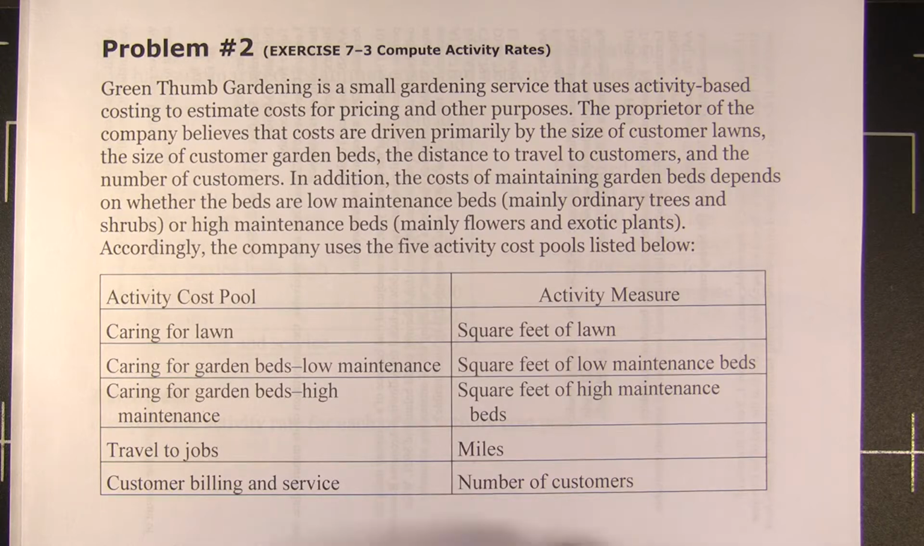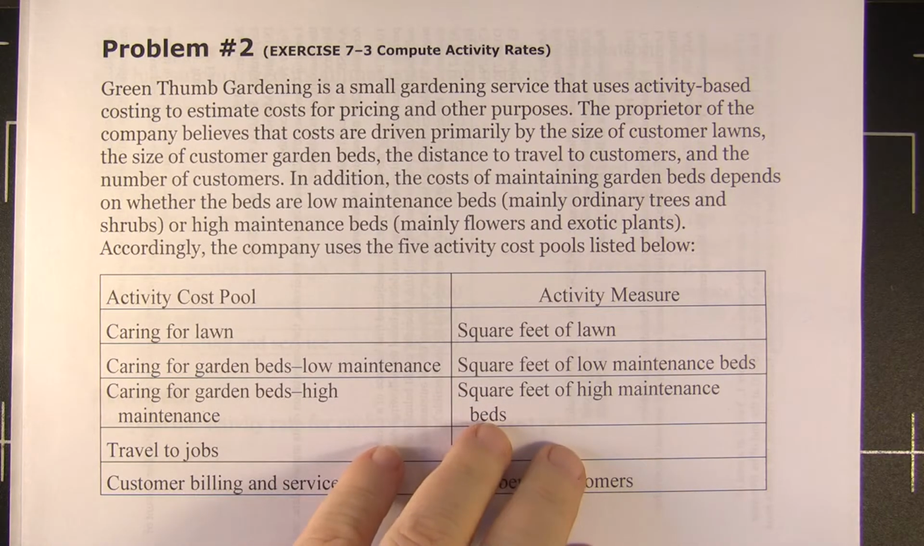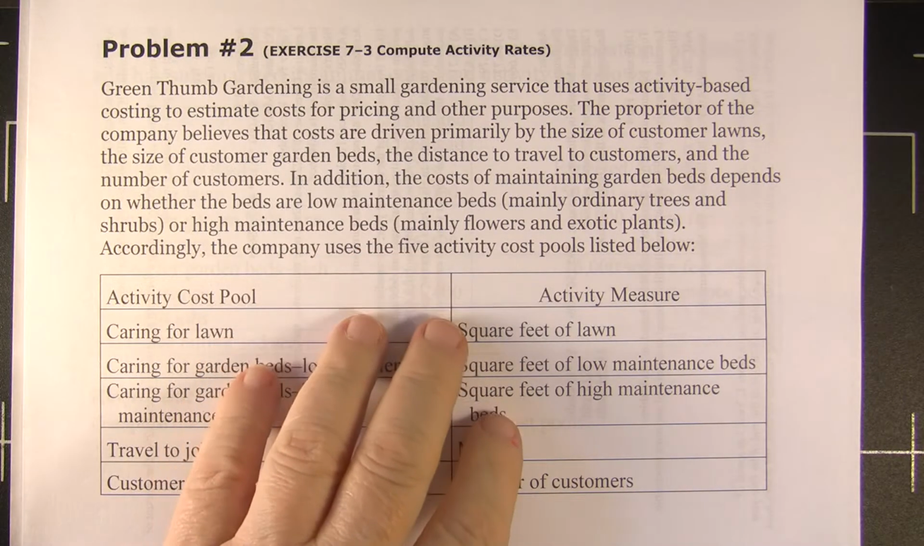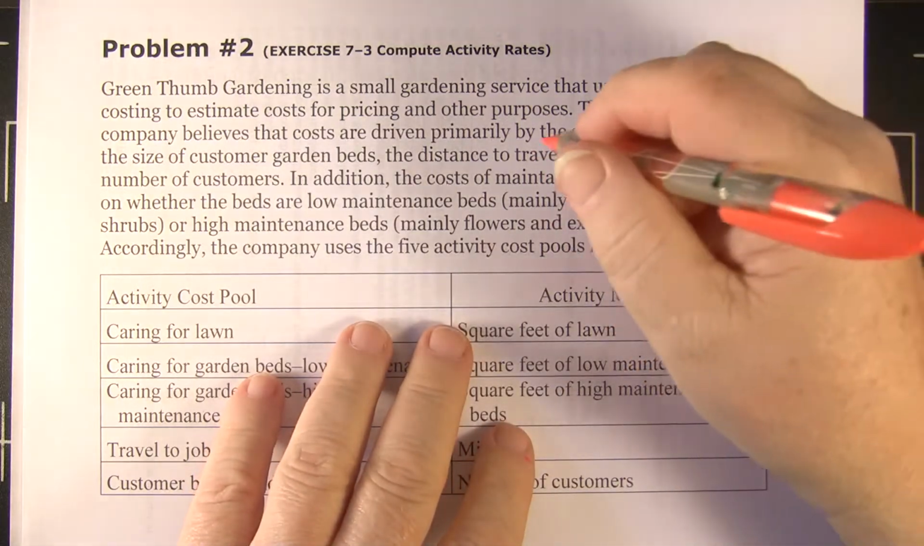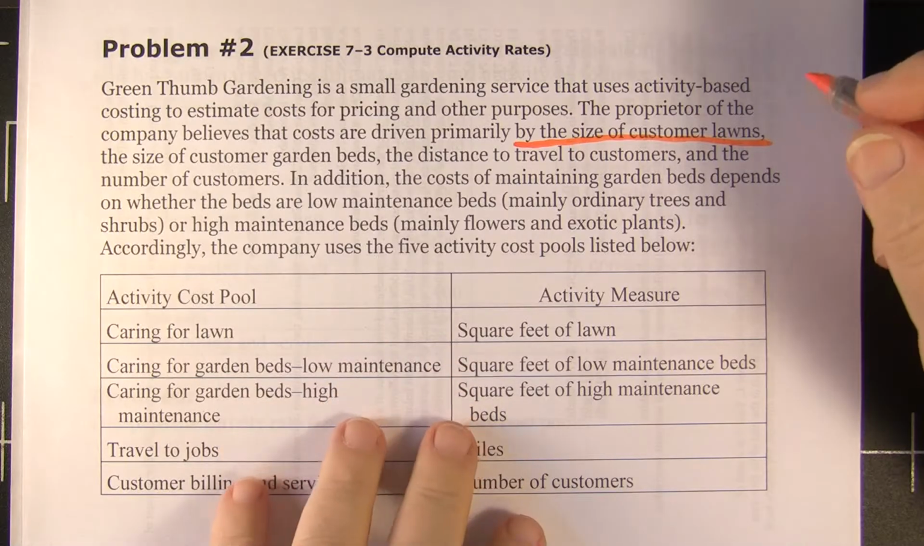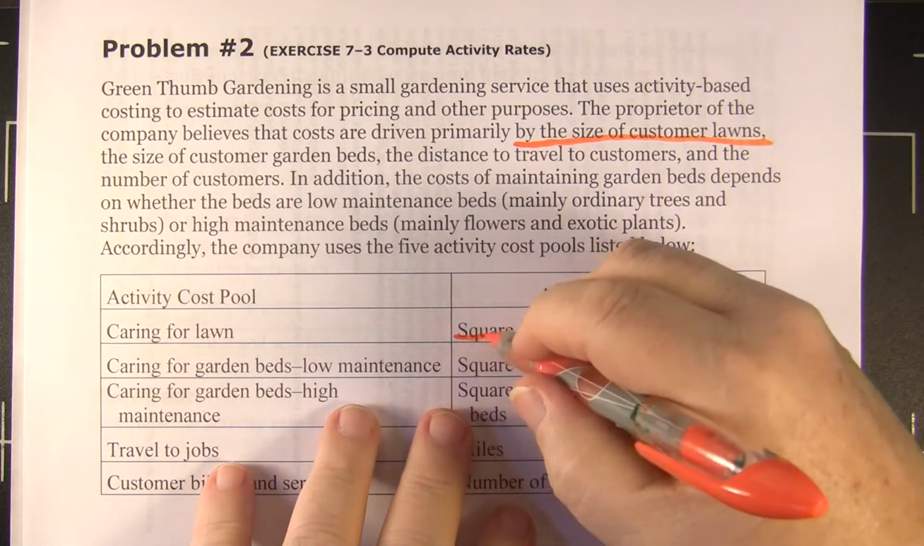Well, Green Thumb Gardening is a small gardening service that uses activity-based costing to estimate costs for pricing and other purposes. The proprietor of the company believes the costs are driven primarily by the size of customer lawns. So we need that, square feet of lawns.